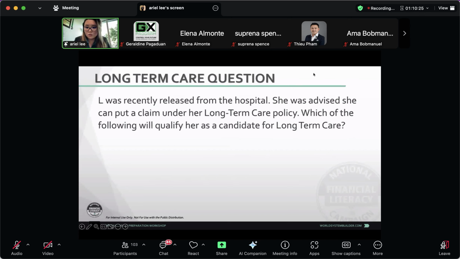So here is a question. Elle was recently released from the hospital. She was advised she can put a claim under her long-term care policy. Which of the following will qualify her as a candidate for long-term care?